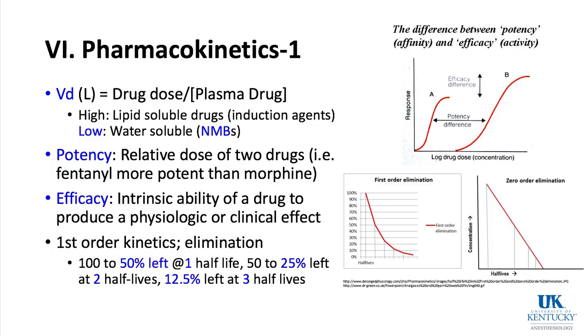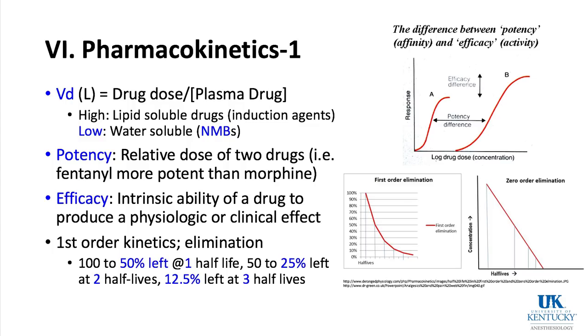Water-soluble drugs go to the water space of the body, and there's a low volume of distribution in general, and these are, as an example, the neuromuscular blocking agents, large, polar, ionized molecules that go to the water space of the body. Potency refers to the relative dose of two drugs to have a similar effect. Fentanyl obviously is more potent than morphine, about 100 times more potent than morphine, and efficacy refers to the ability of a drug to produce a physiologic or clinical effect.